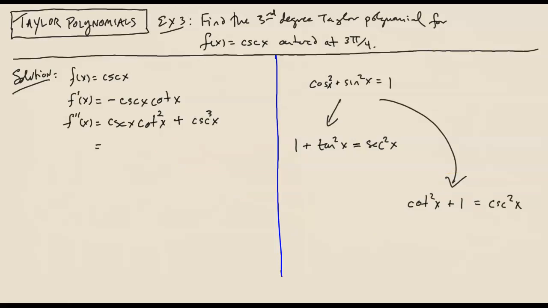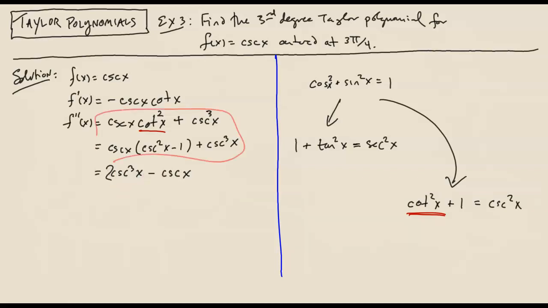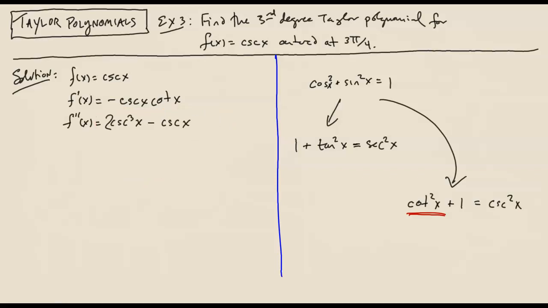So let's do it. If we do that, we would get cosecant x times, instead of this cotangent squared x, I'm going to use it in this identity and substitute in and say that cotangent squared is cosecant squared minus 1. So I'll pop that in here. And of course, I still have my cosecant cubed. Now, once I distribute this and collect like terms, I've got 2 cosecant cubed minus cosecant. And now everything is in terms of cosecant x, which is a little nicer. So to give myself a little more room, I'm going to clear out these intermediate stages. And now I've got my second derivative.